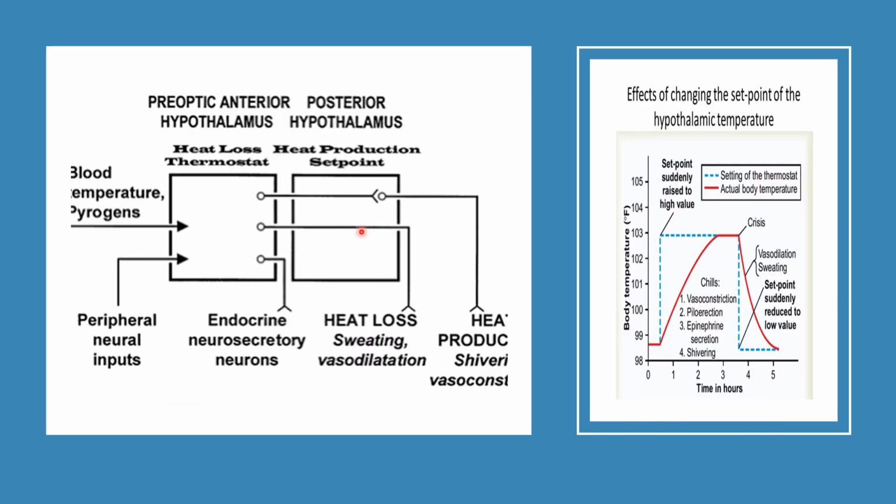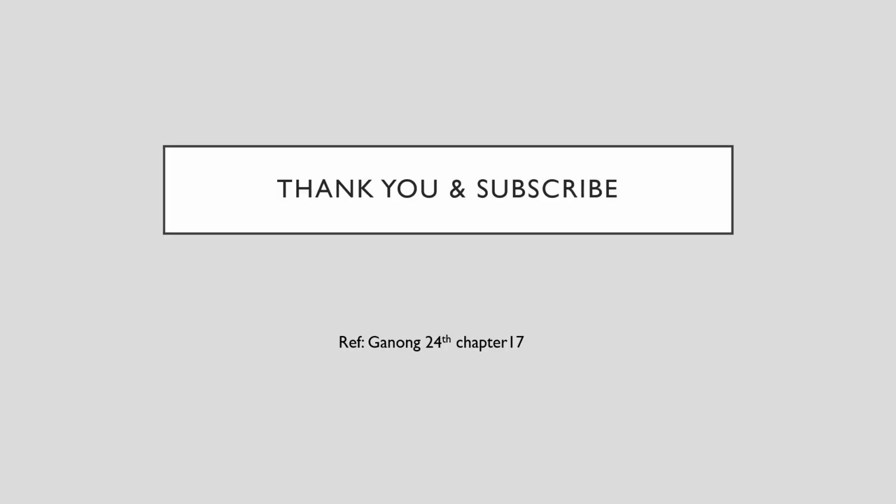So in this figure, it is clearly depicted that if the set point is again reduced with the help of blockage of prostaglandin, heat loss mechanisms like sweating and vasodilatation will set in until the temperature is reached to its previous value and there is remission of fever. This clearly explains why drugs antagonizing prostaglandin relieve fever.